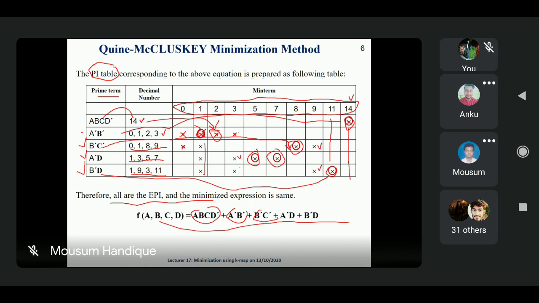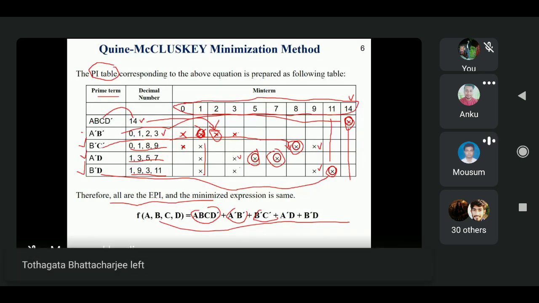Yes, this one is ABCD bar. When we are talking about ABCD bar, see here, in C0 also there is no cross symbol, only one particular cross symbol is there. For that particular reason, you cannot avoid ABCD bar. Also, it is the large group. So obviously ABCD bar is an EPI.